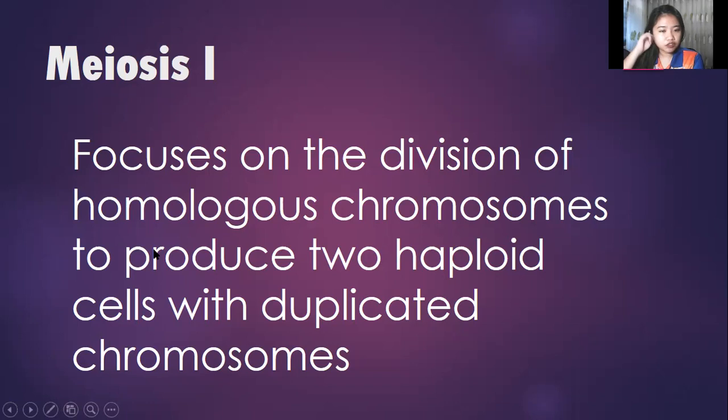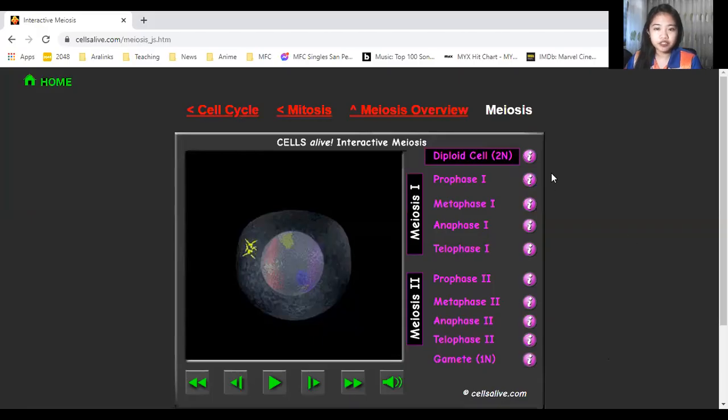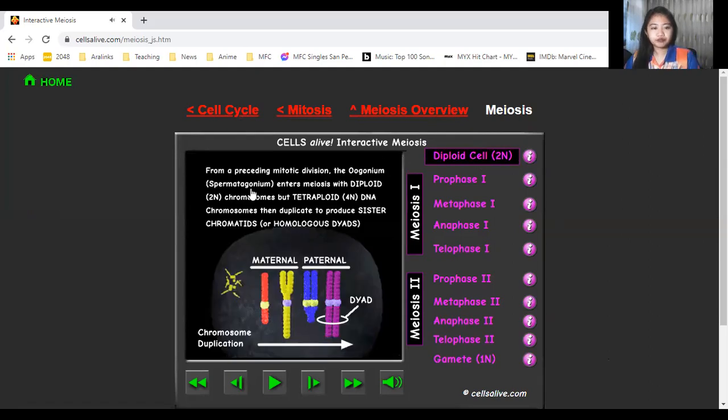It is halved so that it can produce two haploid cells with duplicated chromosomes. We also have a simulation for meiosis. We have a diploid cell. From a preceding mitotic division, the oogonium or the spermatogonium enters meiosis with diploid chromosomes, but tetraploid DNA. The chromosomes then duplicate to produce sister chromatids.